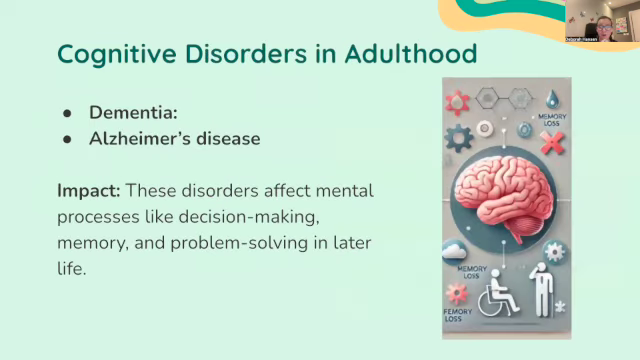Okay, we're going to talk about some cognitive disorders in adulthood. We're talking about two in particular: dementia, which is a cognitive disorder characterized by decline in memory, reasoning, and other cognitive functions, and Alzheimer's disease, which is a common form of dementia. What is the impact of these? These disorders affect mental processes like decision making, memory, and problem solving in later life.